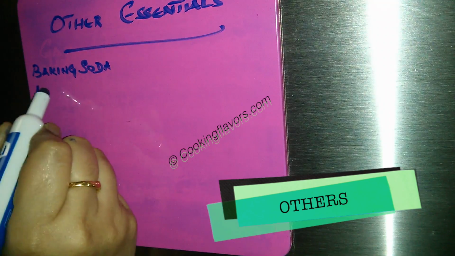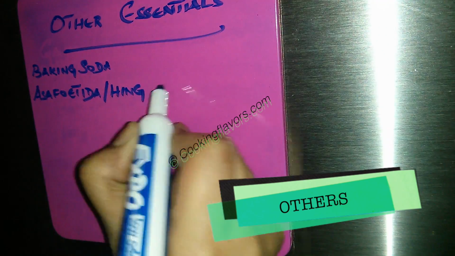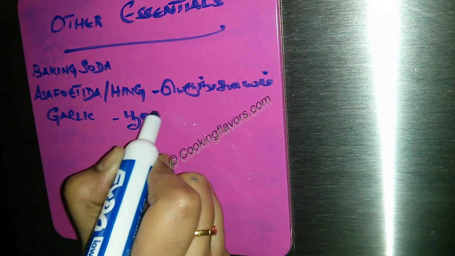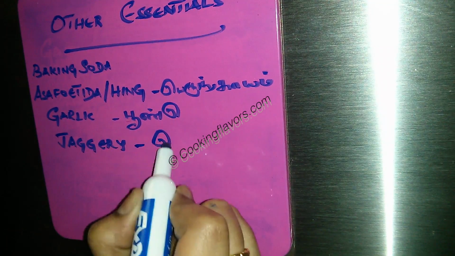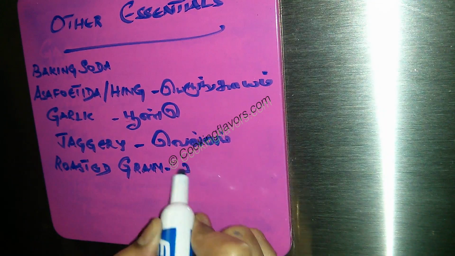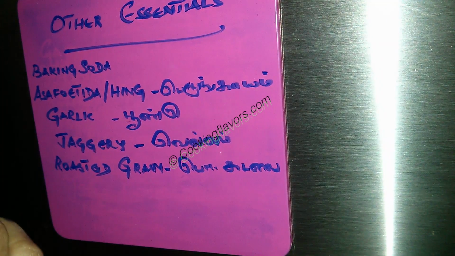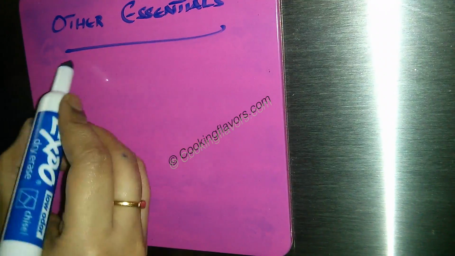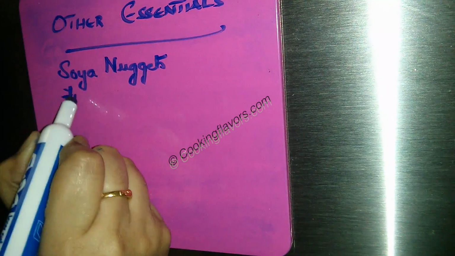The next category I'm showing you is other essentials, because I was not able to group this under anything else, so I'm writing other essentials. Very, very important for cooking. Baking soda, that is appa soda, samayal soda, asafoetida or hing or perungayam, either the katti one or the powder one. Garlic, poondu, jaggery, vellam. Roasted gram is nothing but pottu kadale, the one which we use for chutneys.